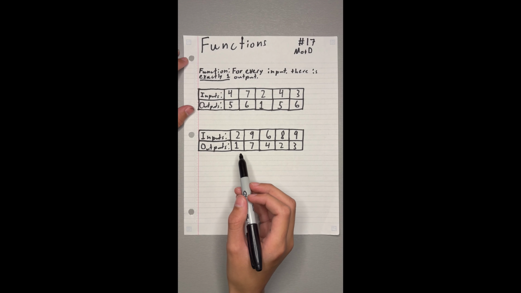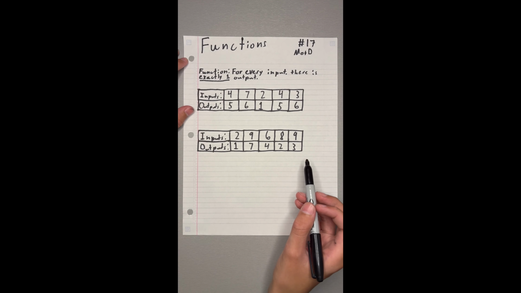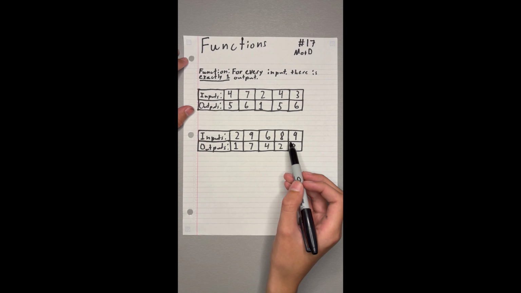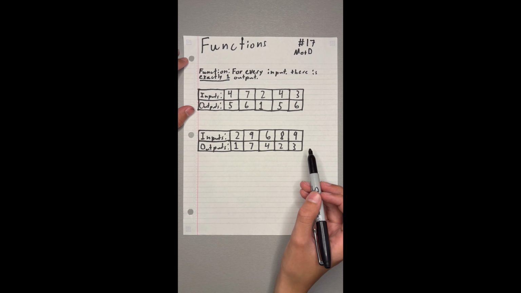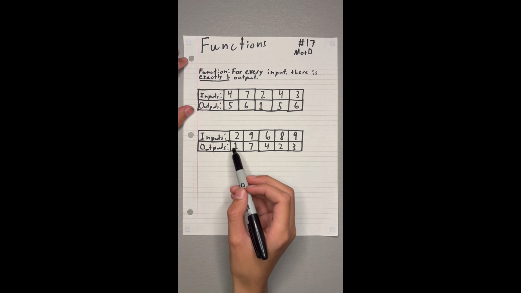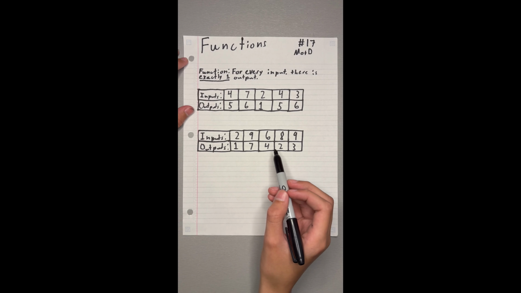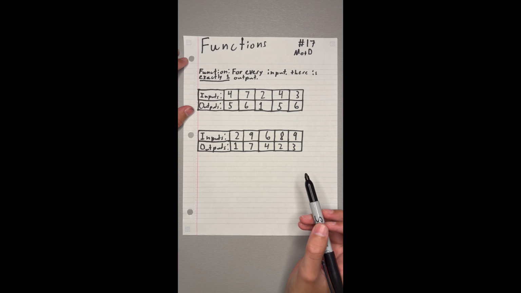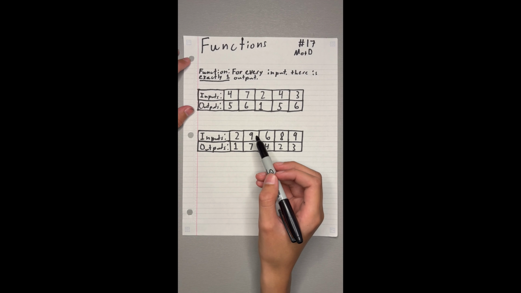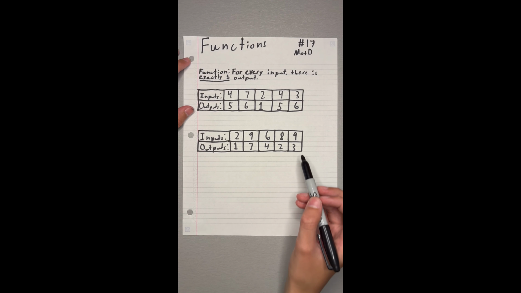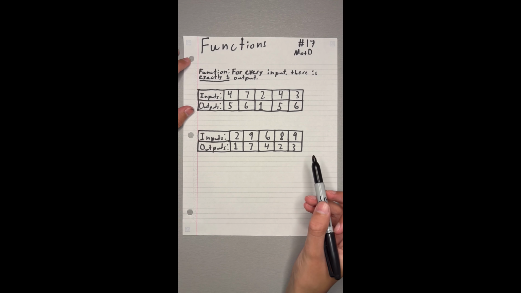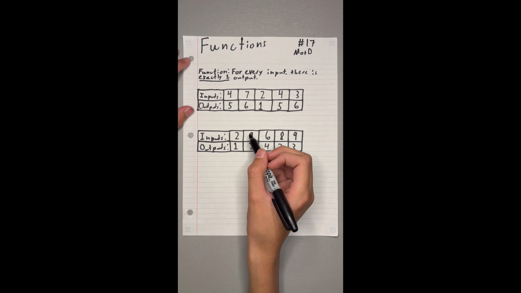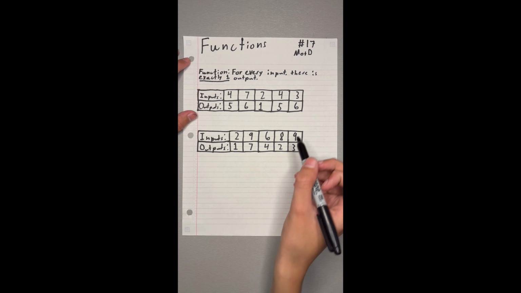Now, let's move on to our next table. The inputs are 2, 9, 6, 8, and 9. The corresponding outputs are 1, 7, 4, 2, and 3. This table is not a function because, as you can see, 9 was mentioned twice as an input, but it has two different outputs. The first output for 9 is 7, but the second output for 9 is 3.